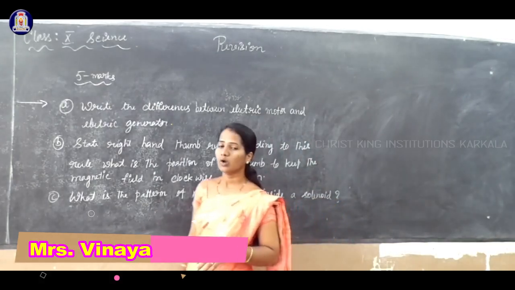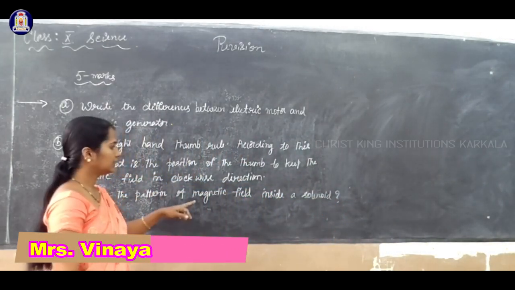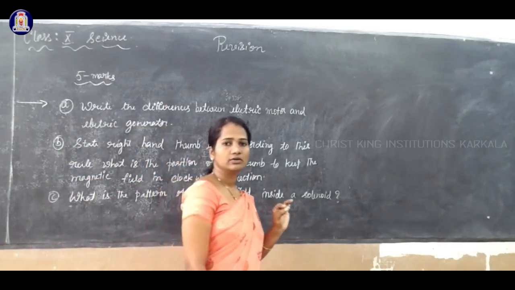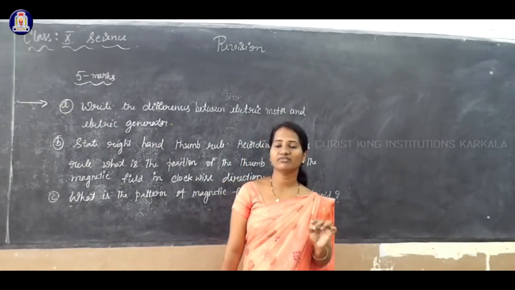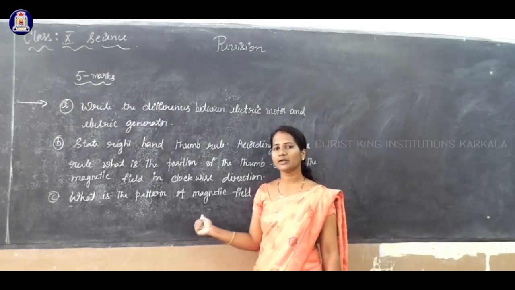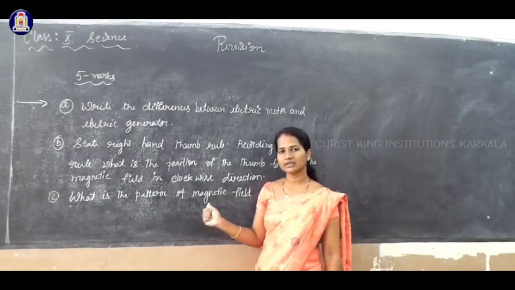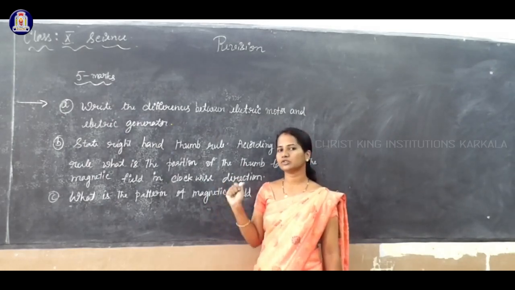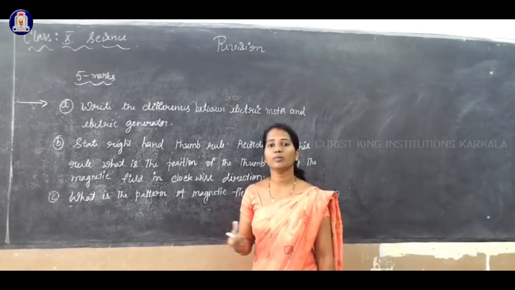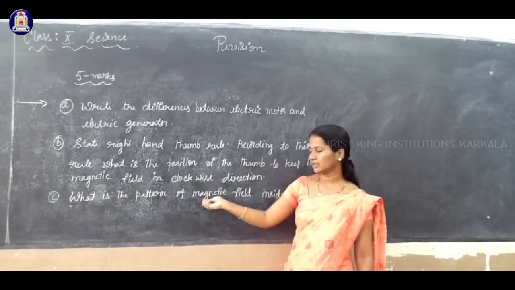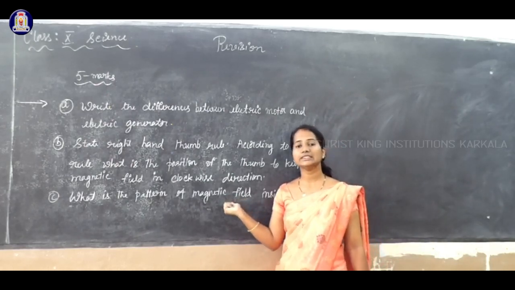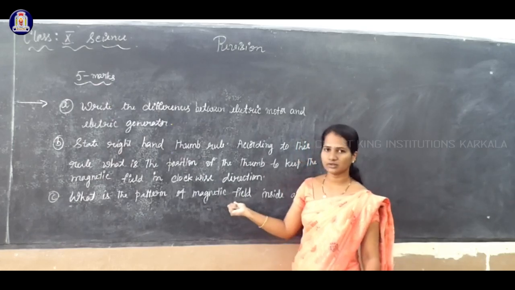And the third question: what is the pattern of magnetic field inside the solenoid? We have studied the solenoid. The pattern of the magnetic field inside the solenoid is uniform. It is the same at all points. When information about a solenoid is given, it is given that the magnetic field is uniform, the same at all points inside the solenoid. That is the third question.